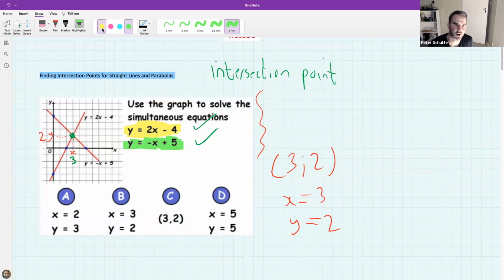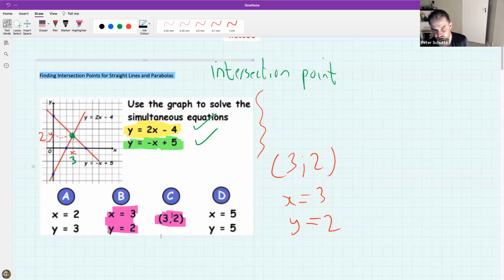And as I look at the answers, I see that it could be B or it could be C. Both of those are correct because they're different ways of saying the same thing.